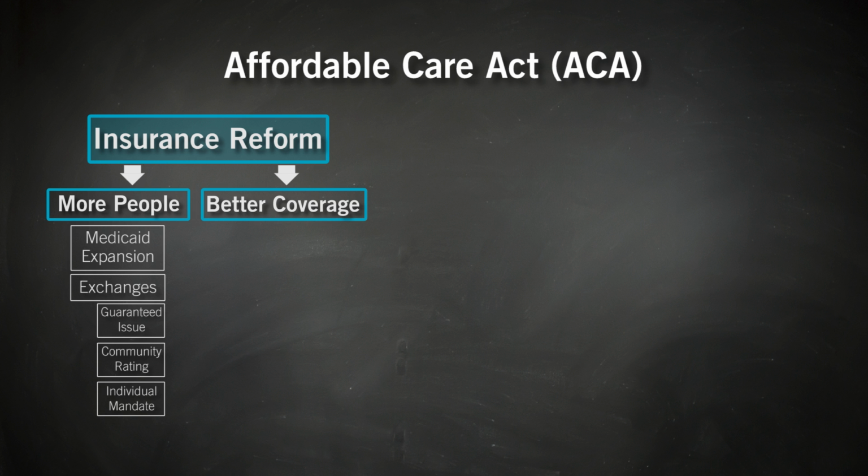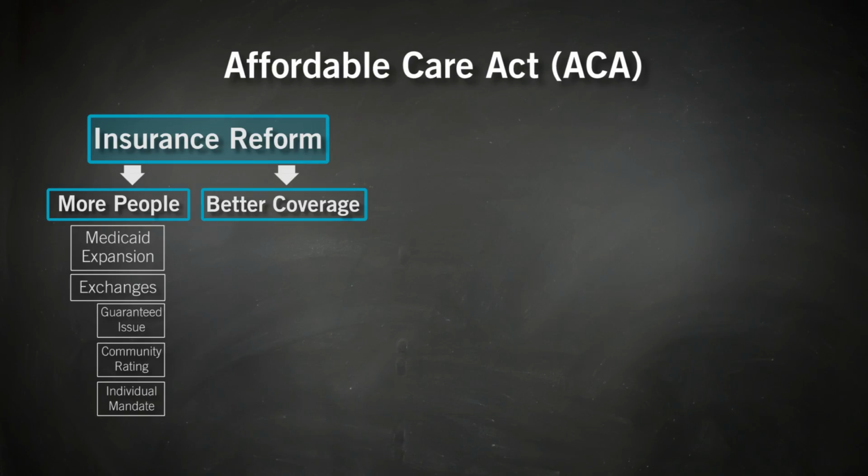That was logically necessary because if well people can stay out of the pool, if we have guaranteed issue and only sick people are in the pool, the premiums are unaffordable. So the Affordable Care Act asked Americans to take responsibility for being part of the common pool for the insurance system. It also added one other provision, which was to cover children under the age of 26 on their parents' policies.